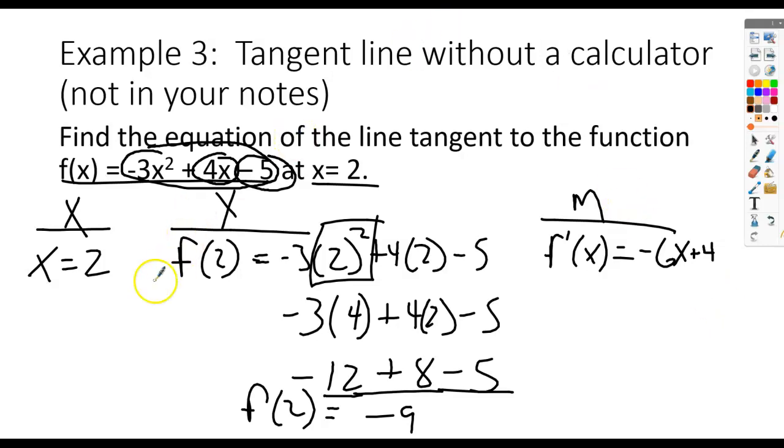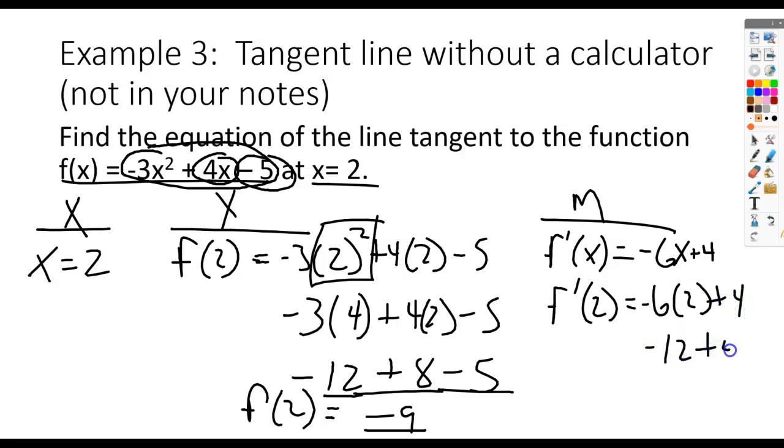So step 1, find y if necessary. We did that. Step 2, find the derivative. We did that. Step 3, plug the x value into your derivative. And that's going to help you find the actual slope at that point. So negative 6 times 2 is negative 12. Negative 12 plus 4 is negative 8. And so there's our m value, our slope.